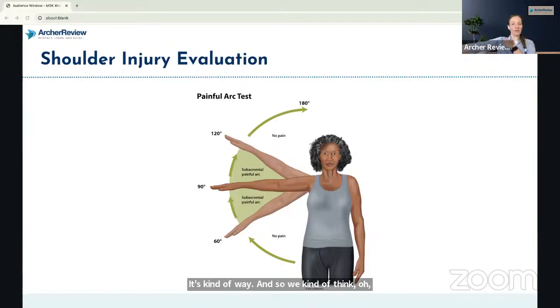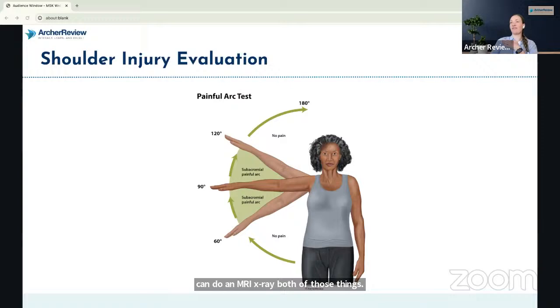And so we think, oh, nerve impingement. We can order some imaging. There's lots of different treatments that we can do here. Imaging just helps if we're worried about it. You can do an MRI, X-ray, both of those things. And then the next thing that we're going to do is the drop arm test.